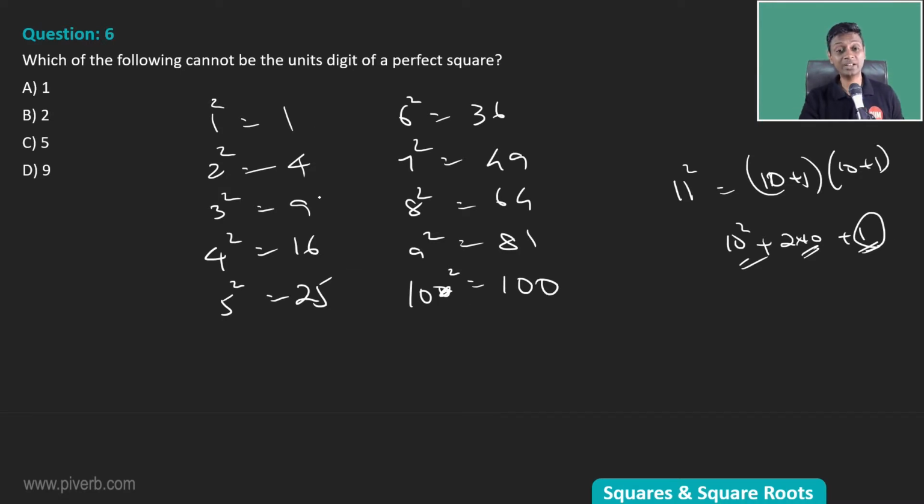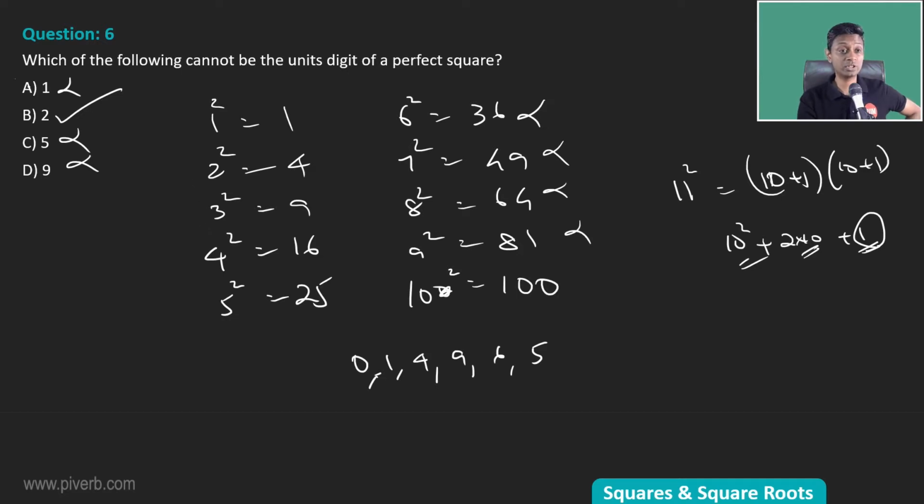So a perfect square can end in 1 or 4 or 9 or 6 or 5 or again in 6, again in 9, again in 4, again in 1 or 0. The unit digit of a perfect square cannot be 2. It cannot be 3. Or which other one cannot be the unit digit? The unit digit can be 1, 5 or 9. So 2 cannot be. The unit digit of a perfect square can be 1, can be 5, can be 9.